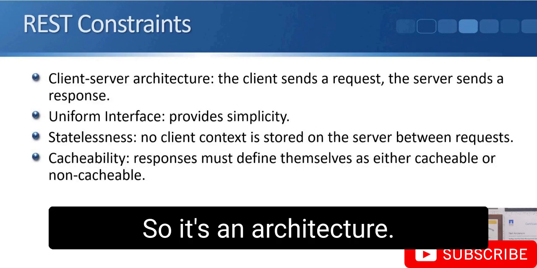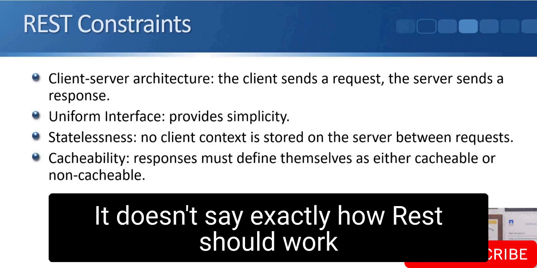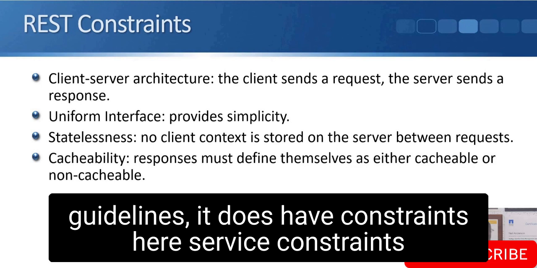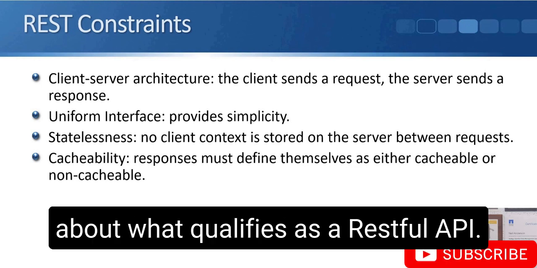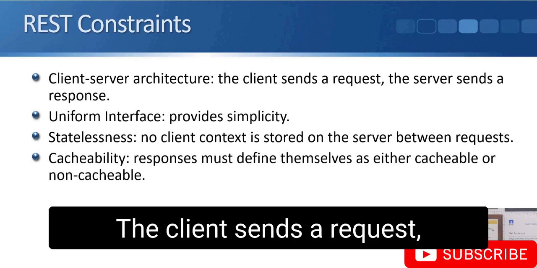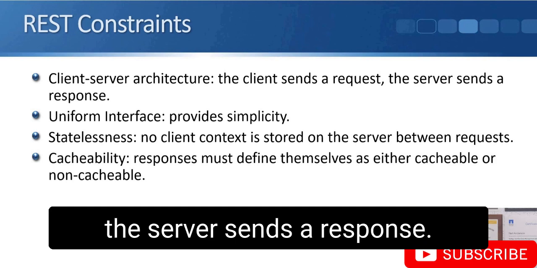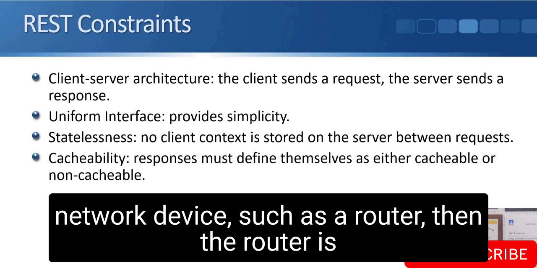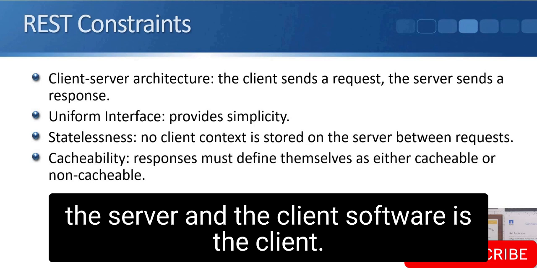So it's an architecture. It doesn't say exactly how REST should work for each particular application, but it does have guidelines. It does have constraints there. So there are constraints about what qualifies as a RESTful API. First one is it should be a client-server architecture. The client sends a request, the server sends a response. So if you're using an API to interact with a network device, such as a router, then the router is the server and the client software is the client.